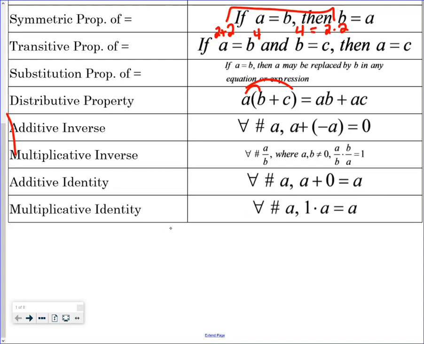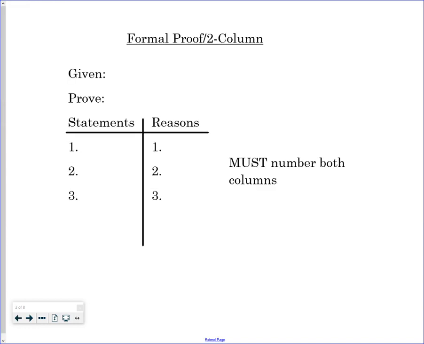Multiplicative identity, same concept. If I'm 2, what do I multiply myself by? What do I multiply 2 by to get 2 back? 1. Any number times 1 gives you that number back. A bunch of properties, they're just names. Okay? So next page.